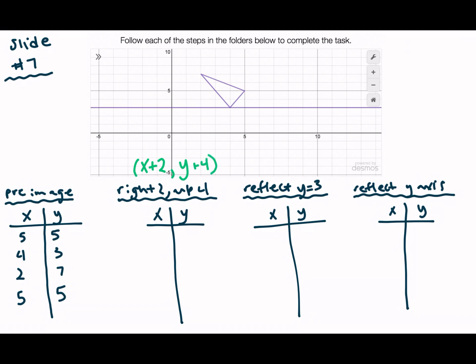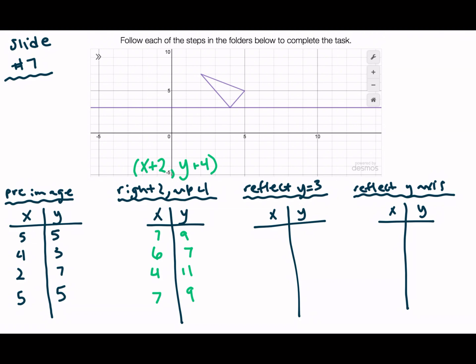Okay, so my first point is now going to be at 7, 9. The next one's going to be at 6, 7. The next one's going to be at 4, 11. And then the last one's going to be at 7, 9. Okay, so that's our first transformation.